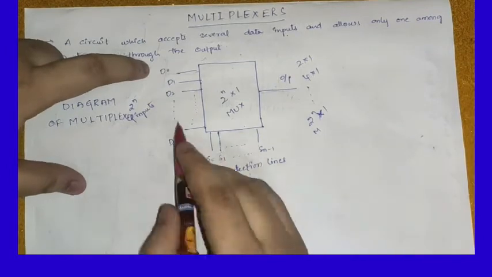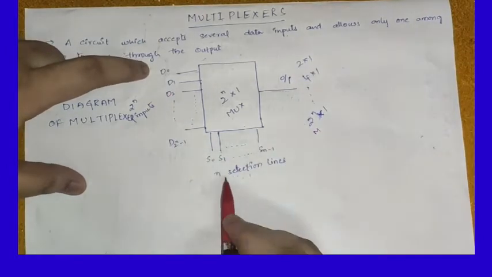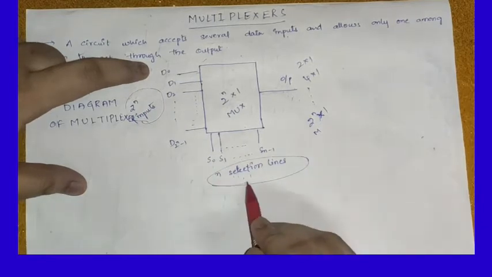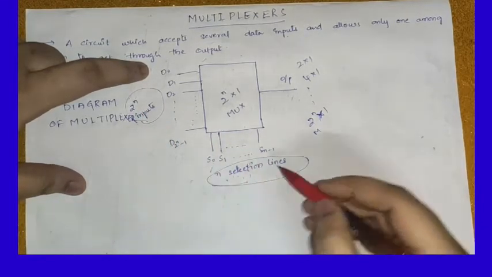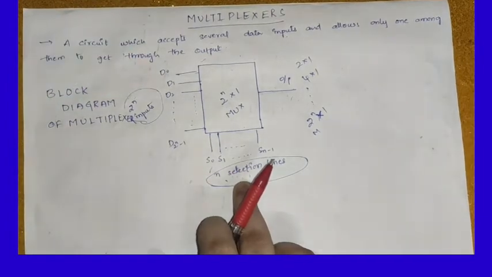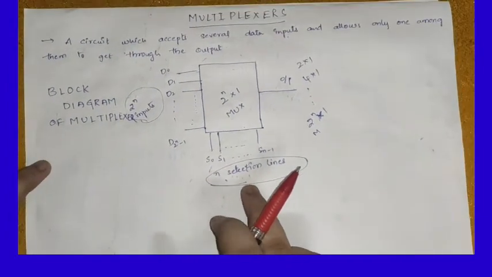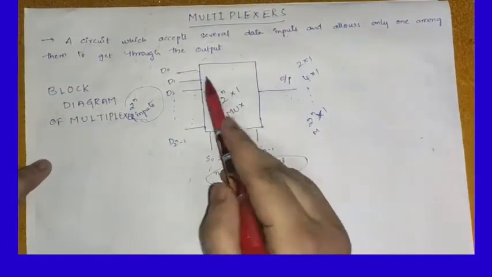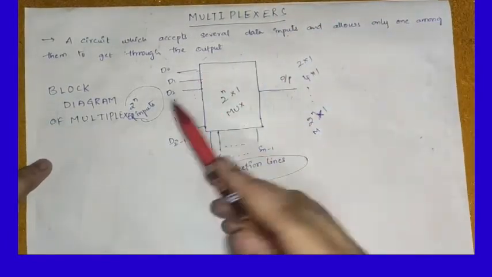There will be 2 power n inputs and 1 output, and if there are 2 power n inputs, then there will be n selection lines. The relation between these two is, if there are 2 power n inputs, there will be n selection lines. A multiplexer is also called a data selector because it selects the desired data to get through the output.